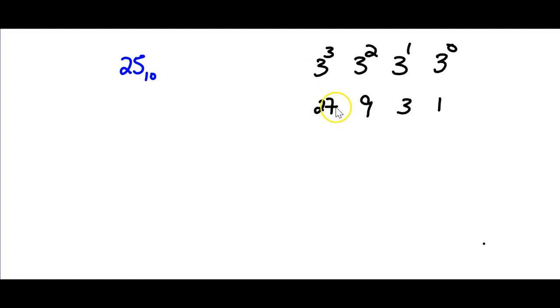Now 27 is larger than 25. So I'm not going to do that subtraction method from 25 with 27. I'm going to start with 9. So I subtract 9 from it, and I get 16. I can still subtract 9 from it. So I'm going to subtract 9 again, and I get 7. Now if I subtract 9, then my number is going to be negative, and I don't want to deal with that right now. It really doesn't work for this method to talk about negative numbers. How many 9s did I subtract? Well, I subtracted 2 of them.